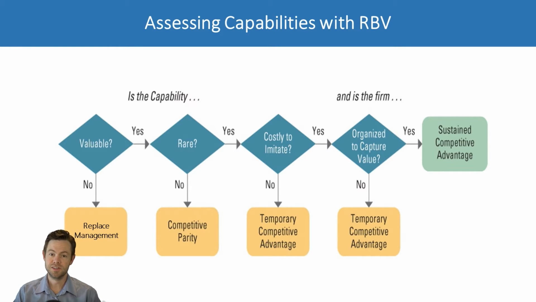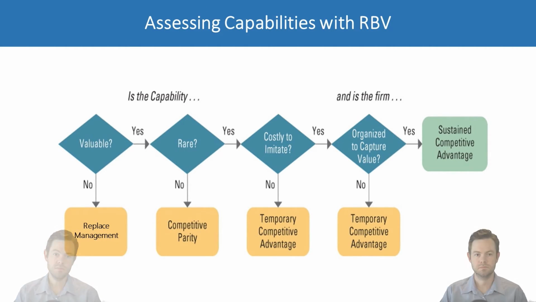Moving on, and assuming that we are only looking at valuable capabilities. Is it rare? If not, we'll only achieve competitive parity. This is because this capability is available to everyone in the industry, and it'll just become an industry norm. Is it costly to imitate? If not, this will only lead to a temporary competitive advantage. Soon it will become an industry best practice and imitated by all its competitors. So it'll be a short-lived advantage, but then will go away.